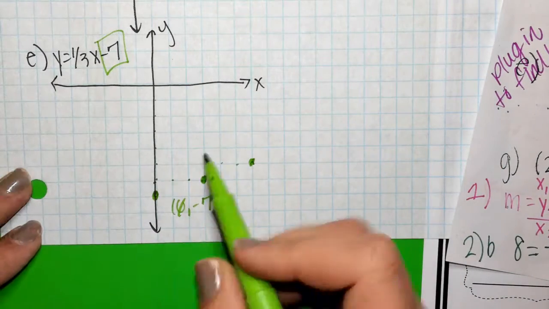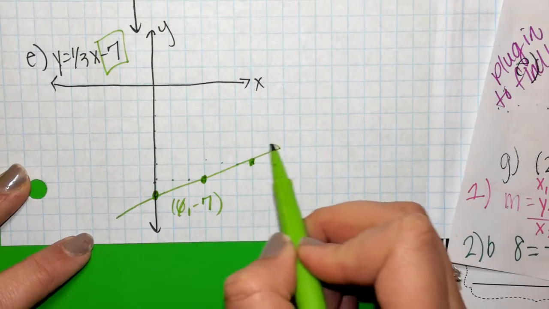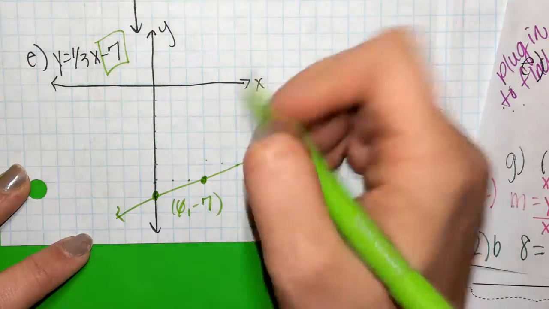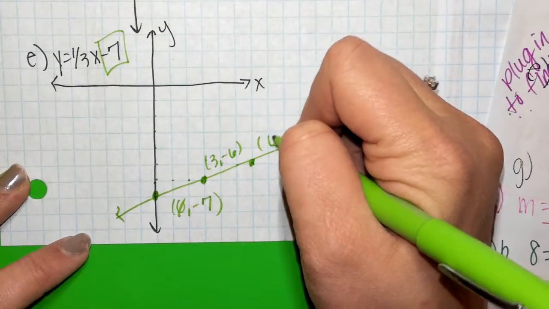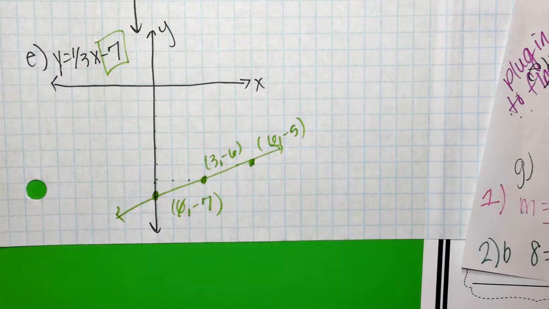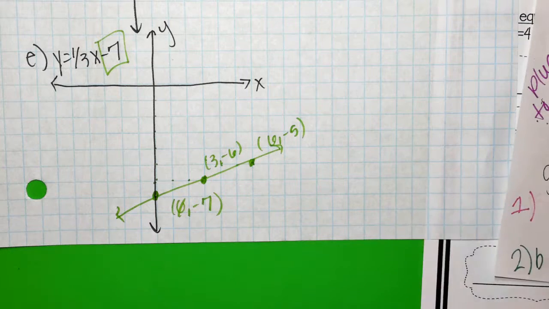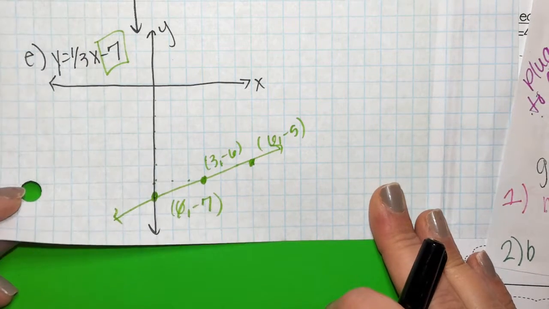Up 1, right 1, 2, 3. And then do we connect them? Every time. I will count off if you don't connect. And this is 3, -6. And this is 6, -5. Yeah, I would really like you to. Alright, any questions on E? Did anybody graph it correct? Woo! That's more than 2. That's exciting, guys.